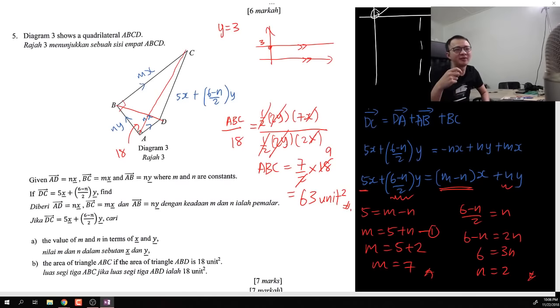So what is the perpendicular vector? Perpendicular vector is not in your syllabus. It's when you go to SPM or A level that you will learn about perpendicular vector. That means both vectors are perpendicular to each other.